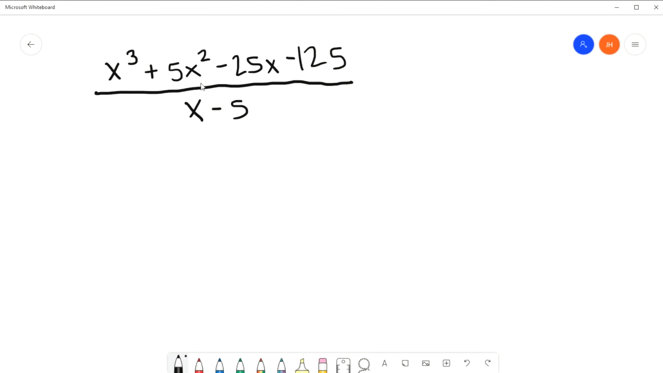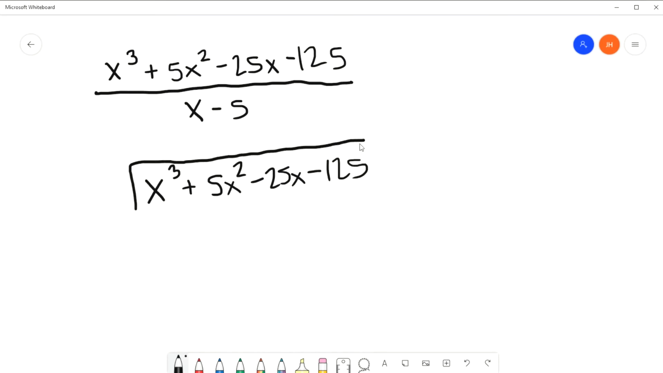How do we actually do this? How do we divide polynomials? We do it through a technique you may have learned in Algebra 2 called polynomial long division. So I take my polynomial x cubed plus 5x squared minus 25x minus 125, and I want to divide it by x minus 5. You're going to see that this looks very similar to normal long division.